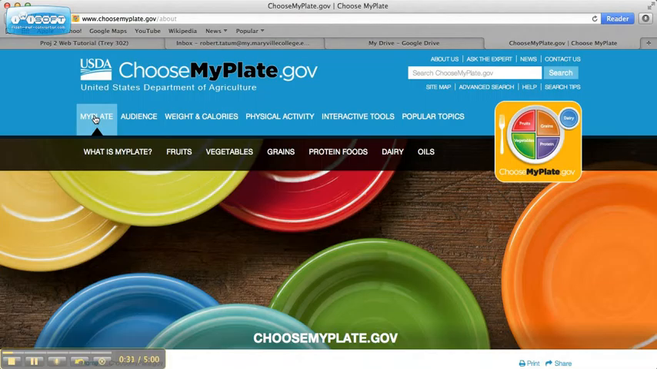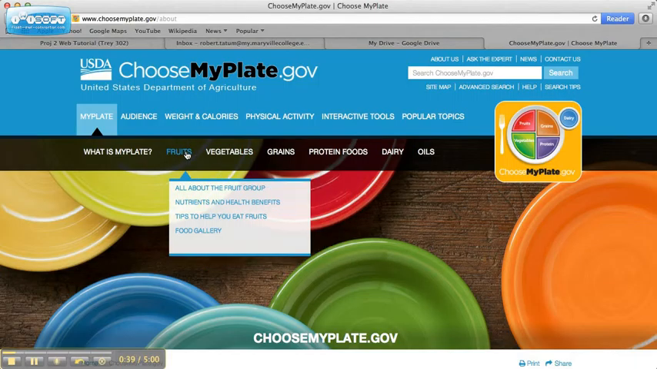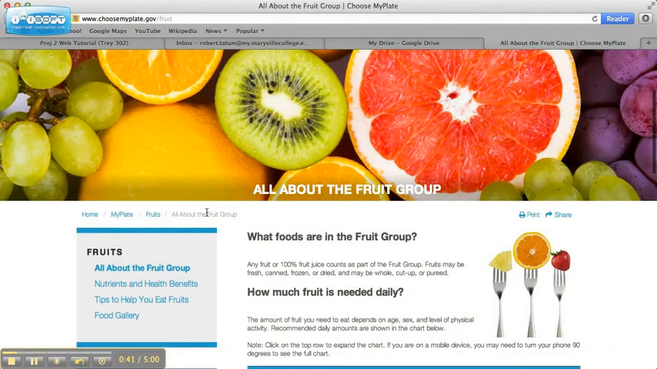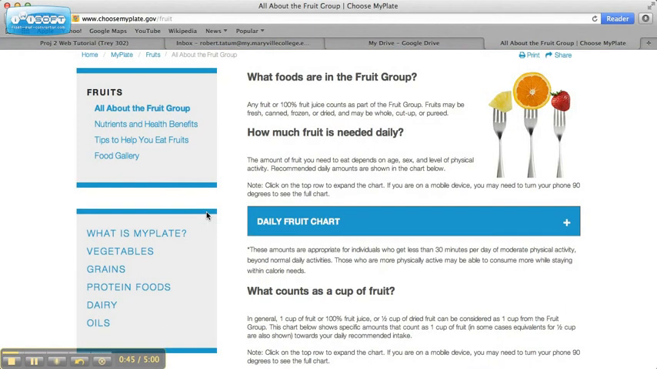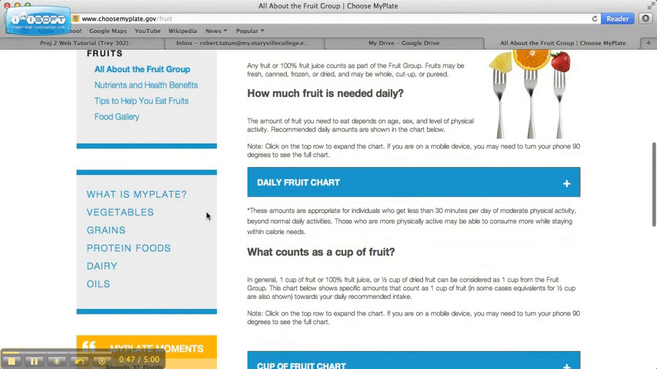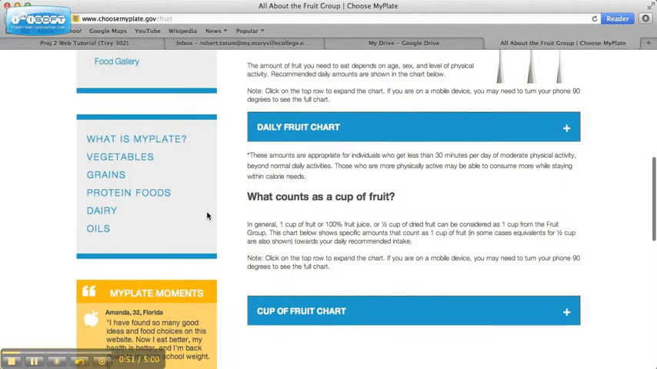If we look under this first tab here, we can see that all the different food groups are listed here, and you can click on any of them to find out more information on them. So for example, we'll click on fruits here. And when we do this, we'll see there's information provided on what foods are considered fruits, how much fruit you're supposed to get in daily, and what counts as a cup of fruit, which is a serving size for a day for an average person.